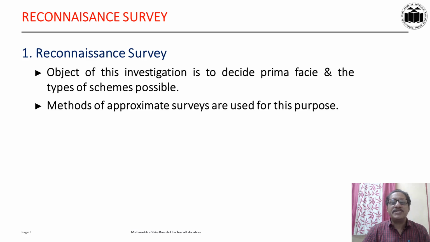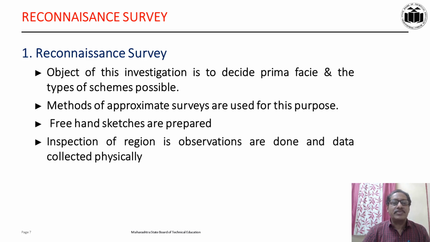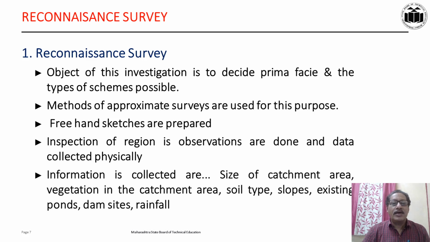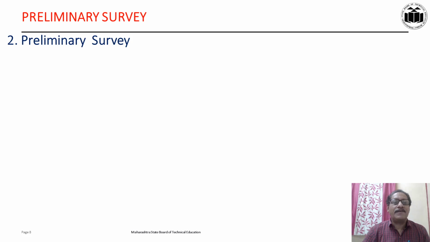Methods of approximate surveys are used for this purpose. Freehand sketches are prepared if required. Inspection of the region is carried out by doing certain observations, and data is collected physically. Information is collected regarding the size of the catchment area, vegetation in the catchment area, soil type, slopes, existing ponds, dam site, rainfall details, etc.